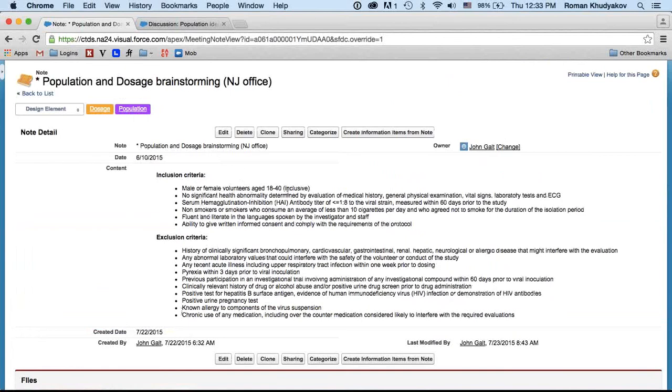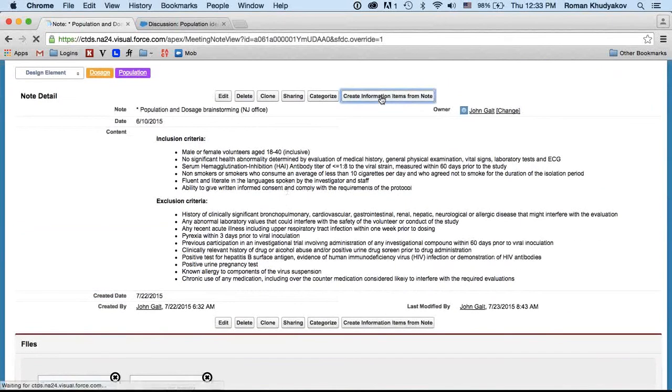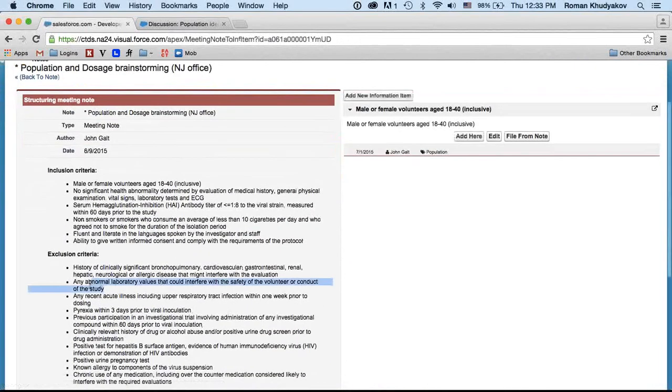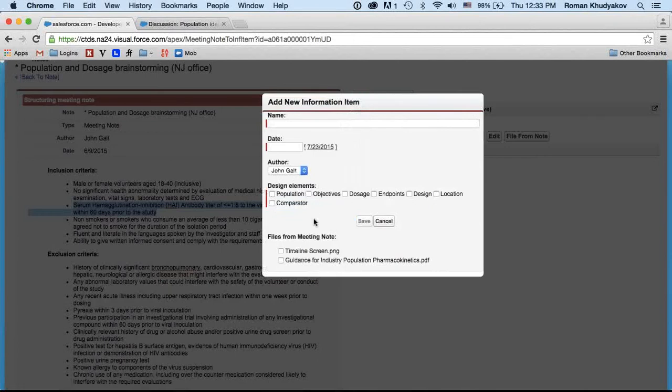As I have filled in a meeting note straight in the system, I want to create a decision, and everything I have to do is just highlight a piece of text in my meeting note and click on Create New Information item. So I put the date when the decision was made, I put the author of it, and I say that this decision relates to the population category.